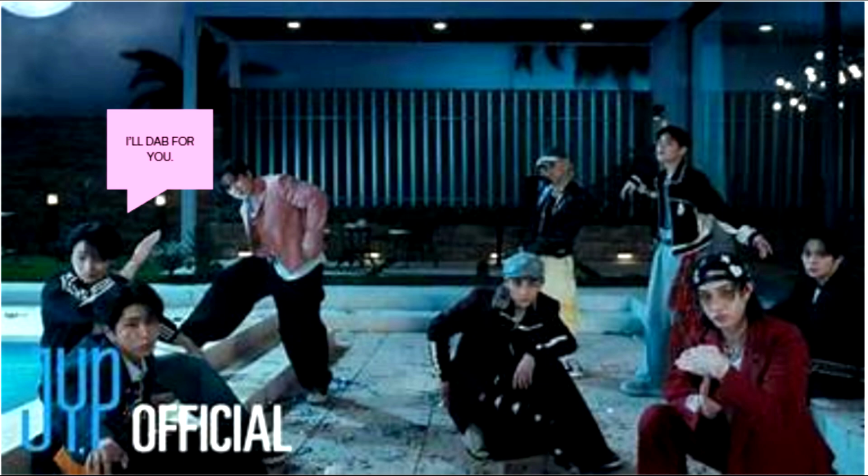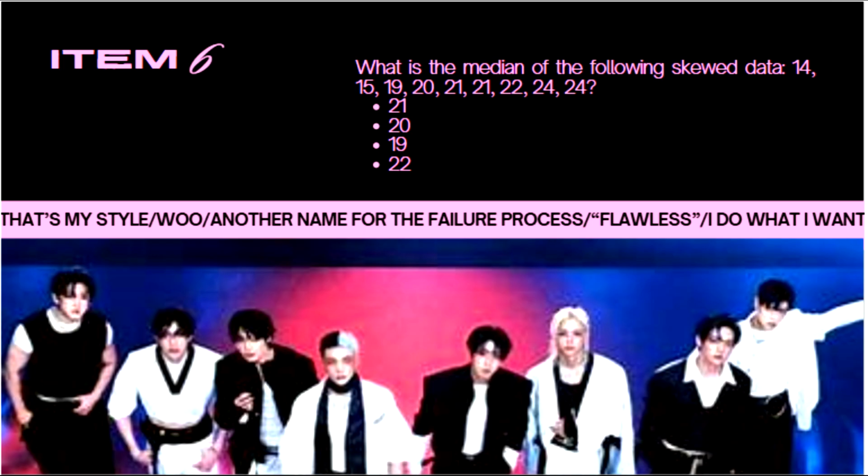You dab so beautifully. Item number 6. What is the median of the following skewed data? First of all, look. They are all in order, so that's good. 1, 2, 3, 4, 5, 6, 7, 8, 9. Half is 4.5. 1, 2, 3, 4.5. There's our median right there.